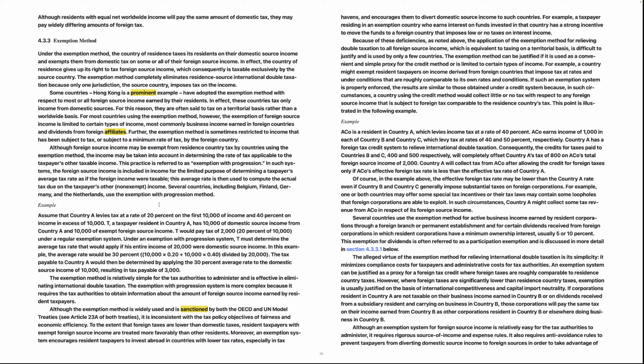For example, a taxpayer residing in an exemption country who earns interest on funds invested in that country has a strong incentive to move the funds to a foreign country that imposes low or no taxes on interest income.